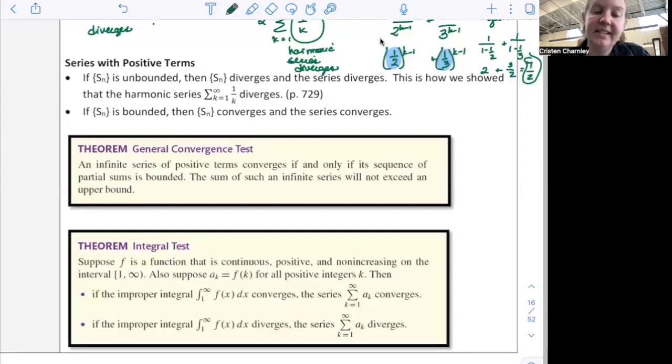The integral test. Suppose f is a function that is continuous, positive, and non-increasing on the interval from 1 to infinity. Also suppose that a sub k equals f of k for all positive integers k. Then, if the improper integral converges, the series converges. If the improper integral diverges, then the series diverges. So, integral test: if the integral converges, the series converges. If the integral diverges, the series diverges. This is one that we have to memorize.